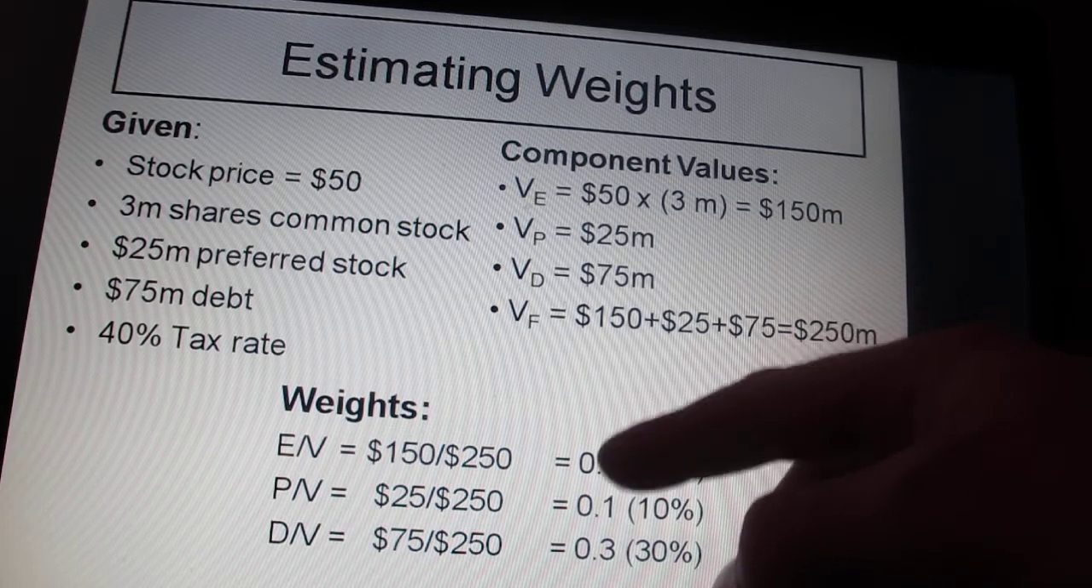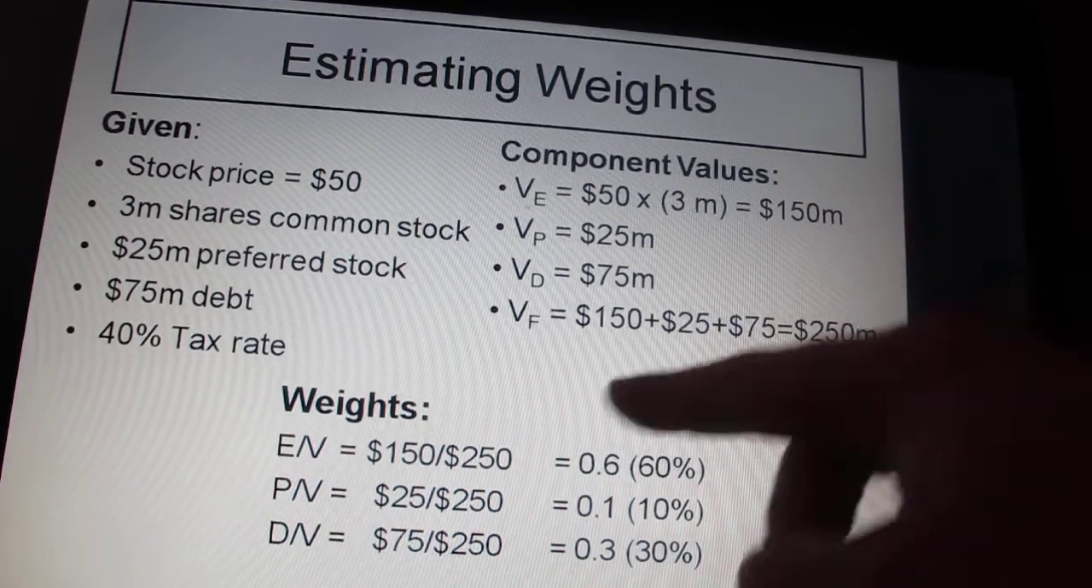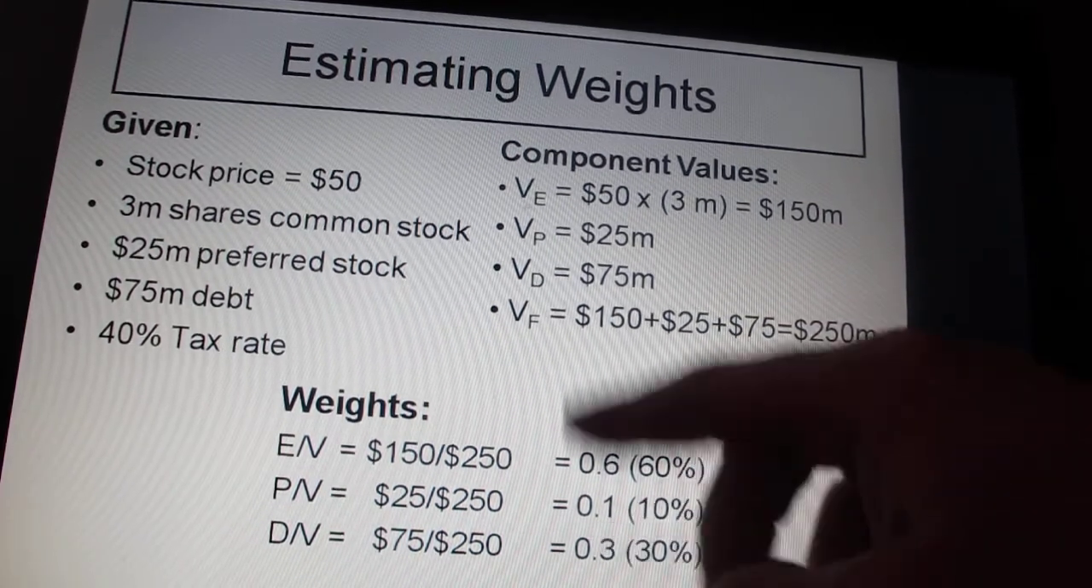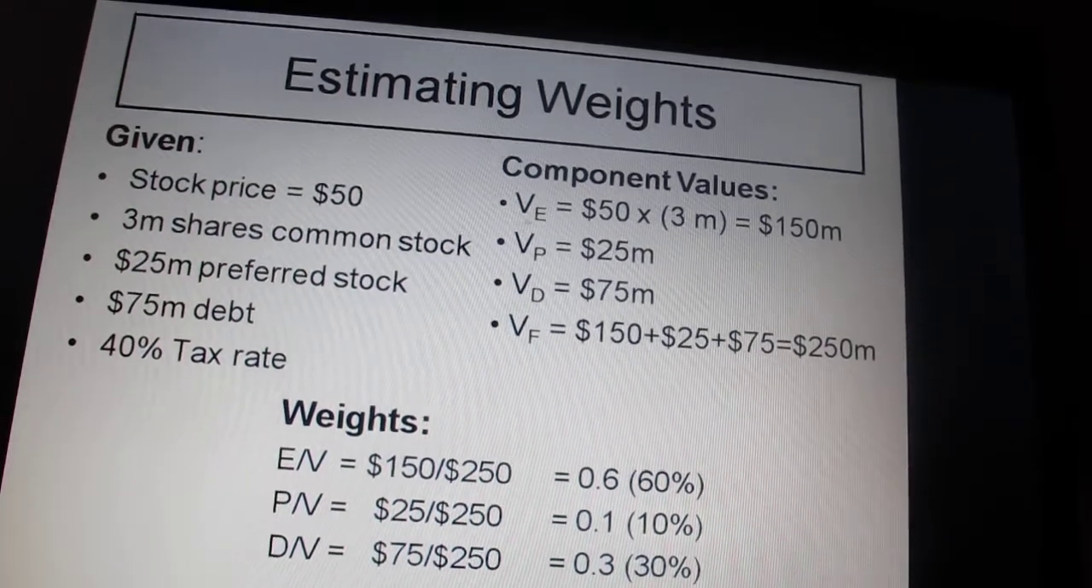And then you take the weights of each. So the 150 from equity over the total will give you 0.6. And you do that for all the above in order to obtain the weights.